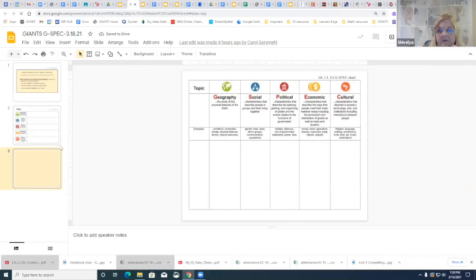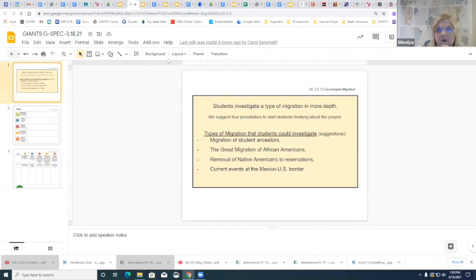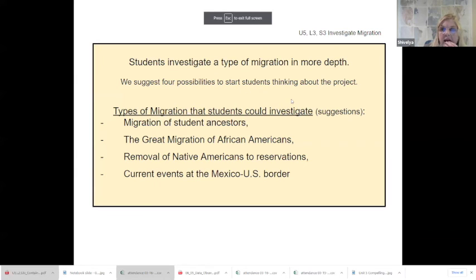We look at it through the lens of GSPEC. So we give you a couple of different charts that you can use and some suggestions. We look at different types of migration. Again, it could be the students, they could elaborate on their family, the Great Migration of African Americans, the removal of Native Americans, and what's going on today in the current situation. There's just so many different things to look at. You can assign them a country or a group of people that were immigrating at the turn of the century. There's so many different opportunities with that.